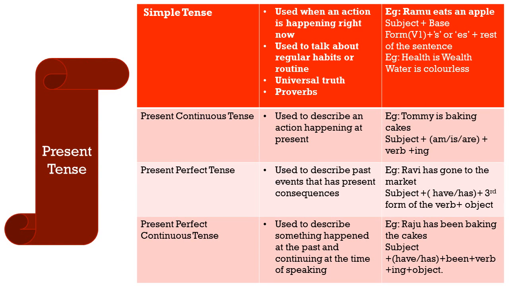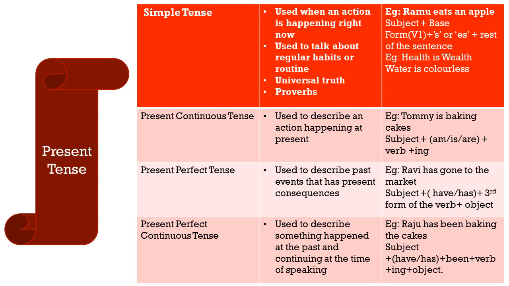And now, a quick recap. Simple present tense is used when an action is happening right now. Another condition is to talk about regular habits or routine. And next, universal truths and proverbs. In those cases, we use simple present tense. An example: Ramu eats an apple. Here, the structure of this tense is subject plus base form, that means V1 plus s or es, and then the rest of the sentence. Example sentences: health is wealth, water is colorless.